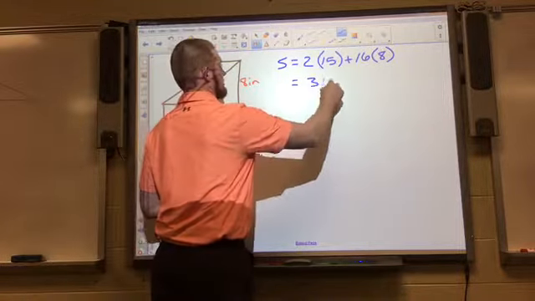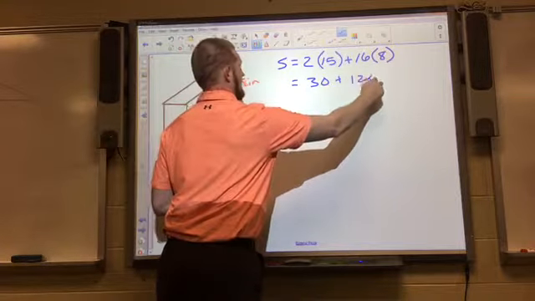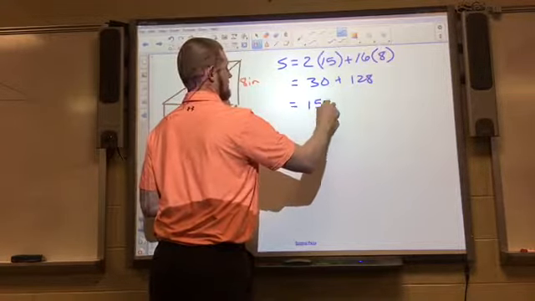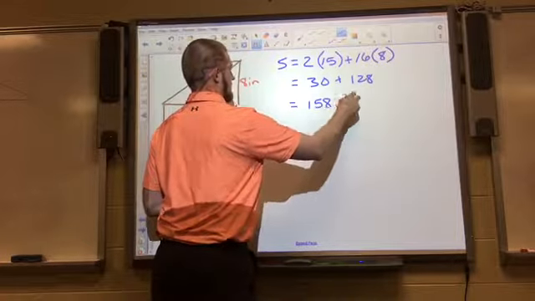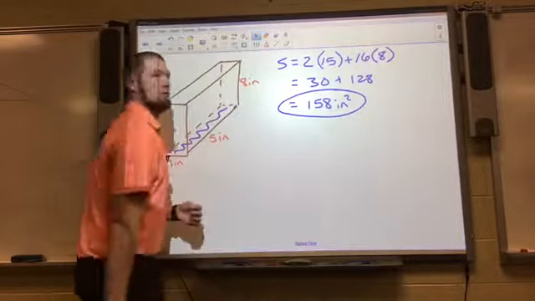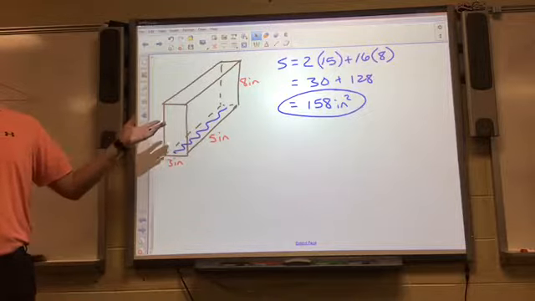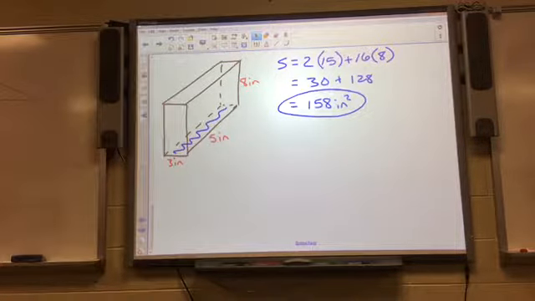So this is 30 plus 128, which is 158 inches squared. Did I get the same answer still? Yeah. A little bit quicker. Again, you're condensing things down so you don't have to think about the process as much. And the nice thing about the theorem is you have it on your theorem sheet, so you really don't have to memorize a process. You can just memorize a formula or be able to find a formula. Okay. Not too bad when they're rectangular prisms, right?